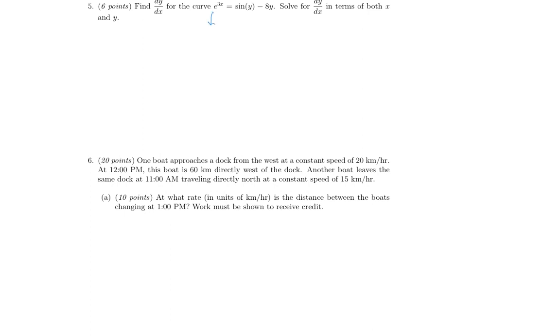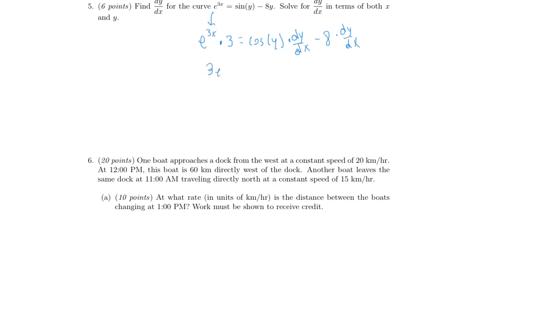Derivative of e^(3x), well, anything involving e, you'll just keep itself. But we have to multiply times the derivative of the inside because it's not a normal e^x, so it's going to be times 3. It's going to equal the derivative of sin(y), which is cos(y), but there's a y involved, so we'll add a dy/dx. Derivative of a minus 8y is just going to be minus 8, but there's a y involved, so we'll put dy/dx.